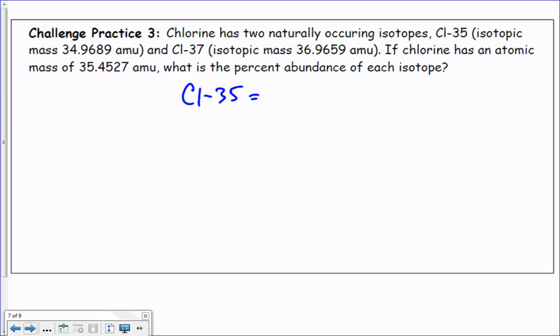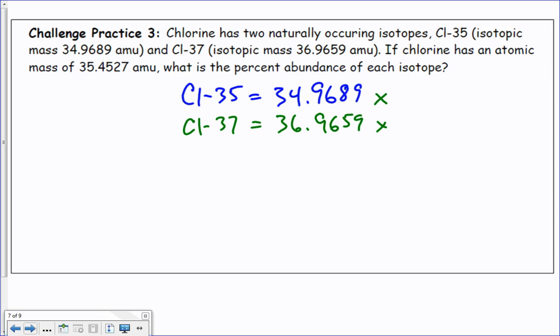Cl35 actually has a mass of 34.9689, and Cl37 actually has a mass of 36.9659. Now, what we don't know is this number that goes here. But I do know when I add them up, I get 35.4527. Okay? And I know that I'm going to take the relative abundances and I'm going to divide it by 100 to get to a decimal, right?